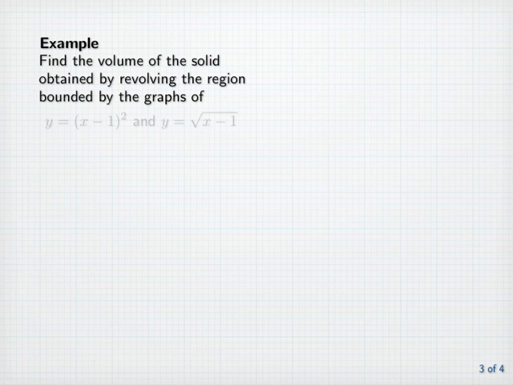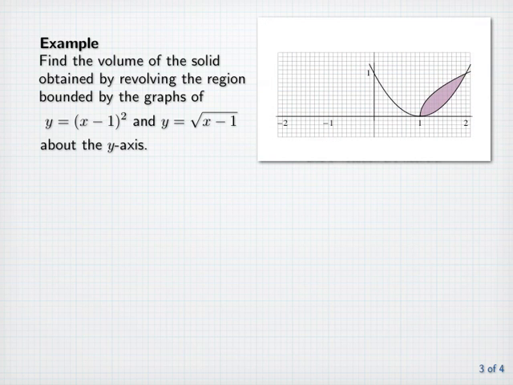Example. Find the volume of the solid obtained by revolving the region bounded by the graphs of y equals (x minus 1) squared and y equals the square root of x minus 1 about the y-axis. Now here's a picture of the region. Let's note here that in the region, x lives between 1 and 2, and y is between 0 and 1. Now let's rotate the region.